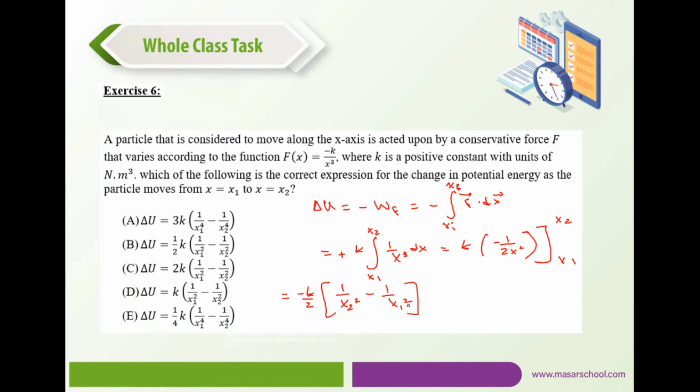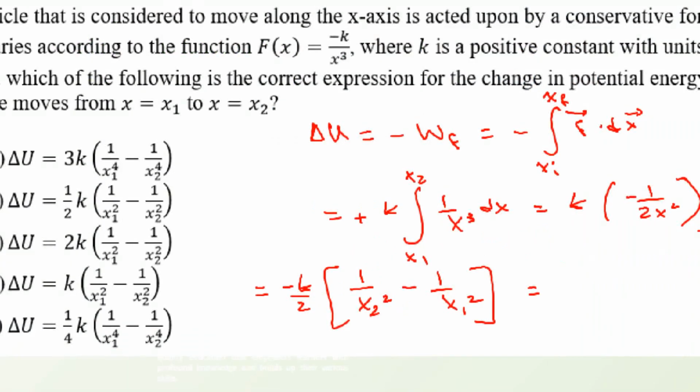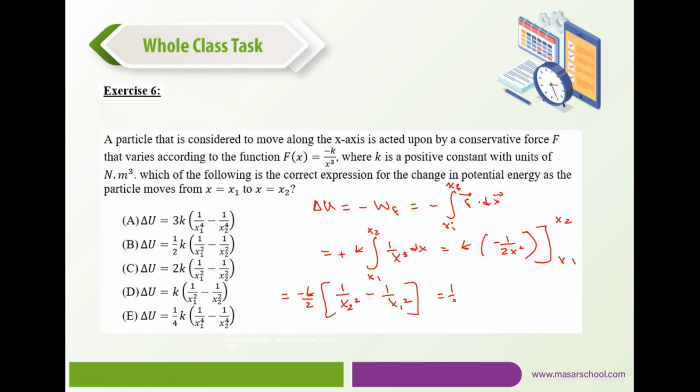Now, once you reach this answer, you can directly choose B because it is the only expression that includes a half. This is because it is an MCQ, in order to save time. However, let me do it explicitly in this case. Now, minus can be distributed over this expression, and we would have half multiplied by k, open bracket 1 over x1 squared minus 1 over x2 squared, which makes B the correct answer.